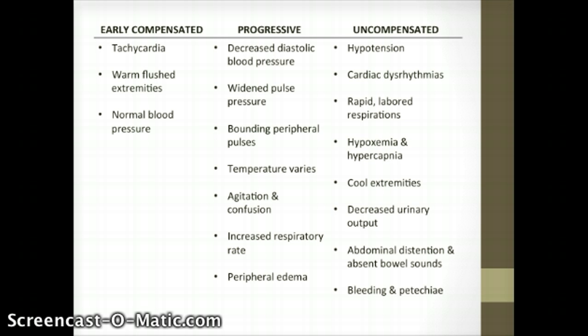The extremities will be cold to touch, and there'll be a marked decrease in urinary output, as well as abdominal distension, absent bowel sounds, and the patient may also bleed from invasive lines and have petechiae, and that is due to the DIC, or the disseminated intravascular coagulopathy that we discussed earlier.